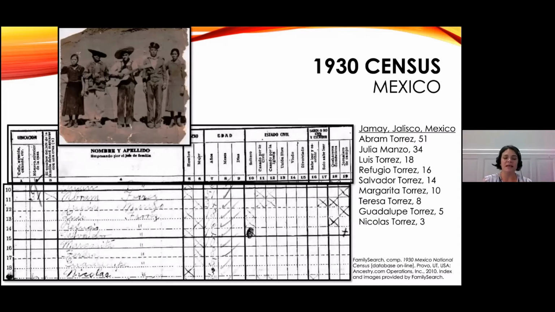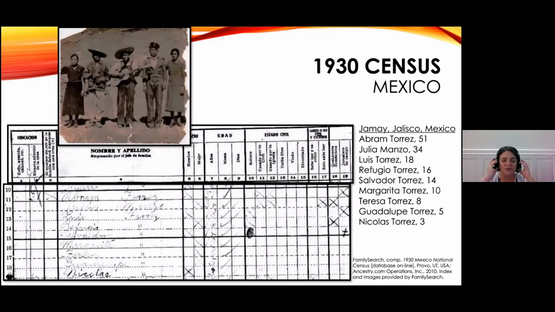One thing that it's lacking is it does not tell you the relationships between the people in the household. So in this example, we have Abram Torres, Julia Manzo, and then a bunch of children. So it would be natural to assume that these are the parents and these are all their kids, but we don't really know that for sure until we find records that prove that. So just keep that in mind when you find the census record. In this case, it is their children. I did find the baptism records.